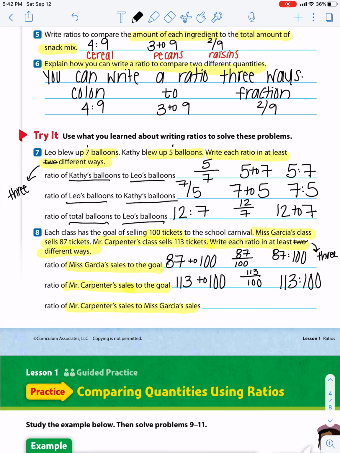So I have a challenge for you. Which one comes first, Mr. Carpenter or Miss Garcia? Okay, Mr. Carpenter comes first. So it's 113 to 87. Then we've got 113 over 87. And finally, 113 colon 87.